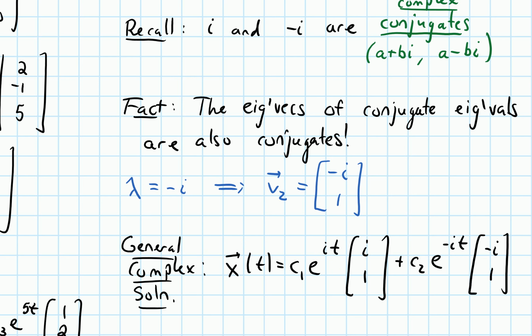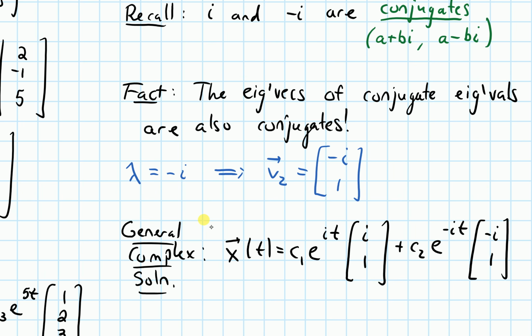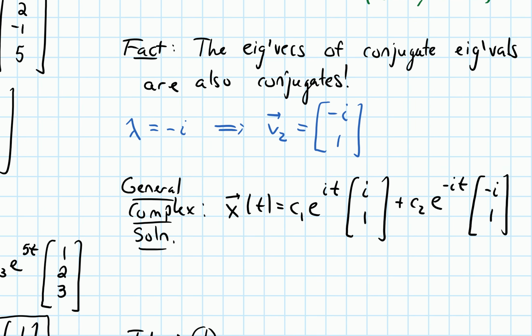Just like when we talked about second order ODEs and we got complex roots to our characteristic equation, we want to be able to find real solutions, even when our eigenvalues are complex. So our goal now is to find real solutions. So how do we do that? What is the idea?